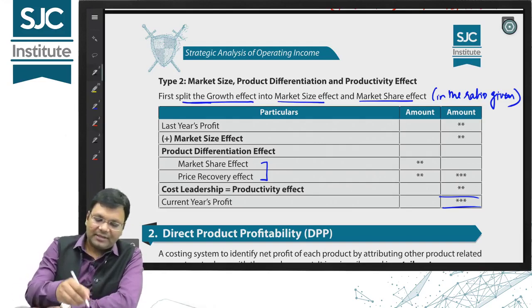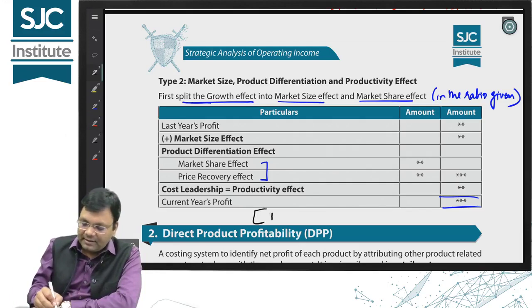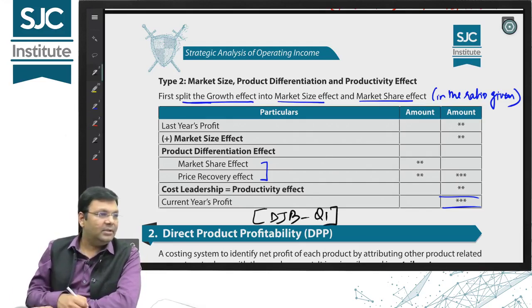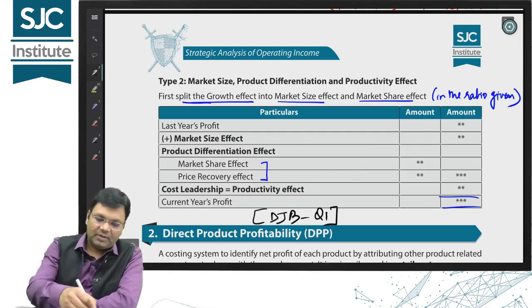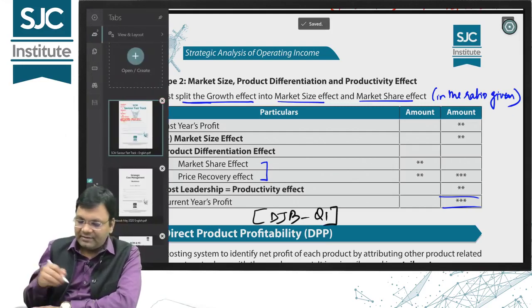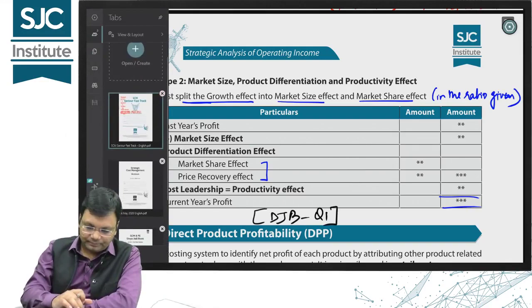To illustrate what I have been saying, I have a question which won't take more than 5 minutes. Please come to DJB question number 1. Write a reference here, DJB question 1.